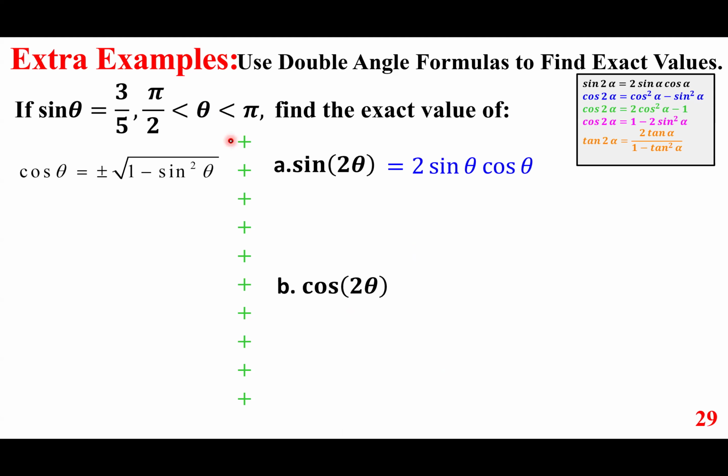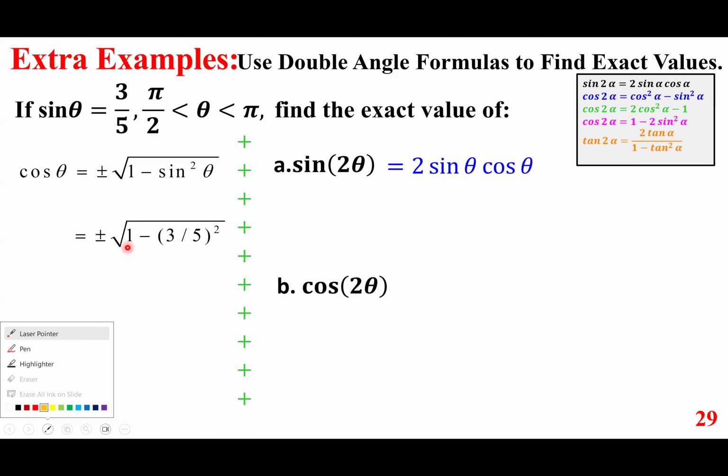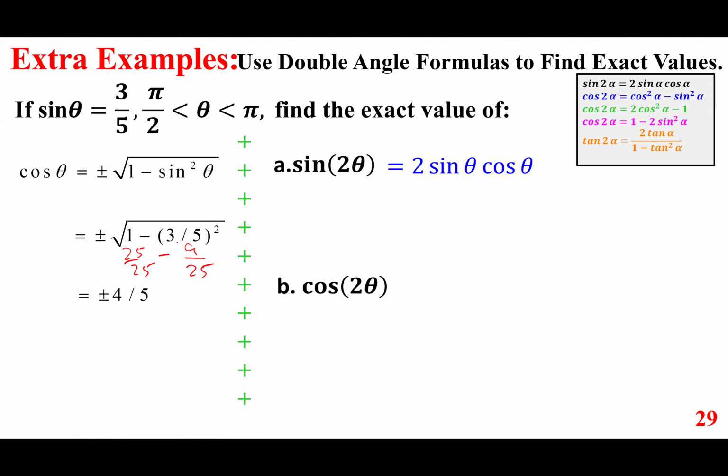So cosine theta is plus or minus the square root of 1 minus sine squared. That's plus or minus the square root of 1 minus 3 over 5 quantity squared. I hope you realize this as 9 over 25. 1 would be 25 over 25. 16 over 25 comes out as plus or minus 4 over 5. Which one do we use? The second one, negative. Why is that? Because in the second quadrant, cosine is negative.